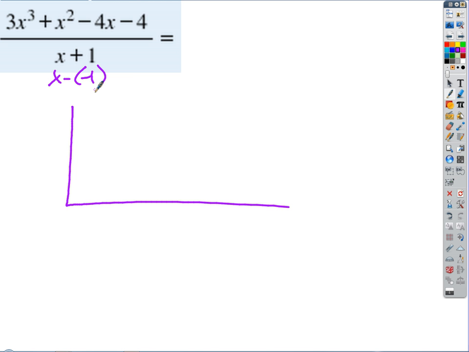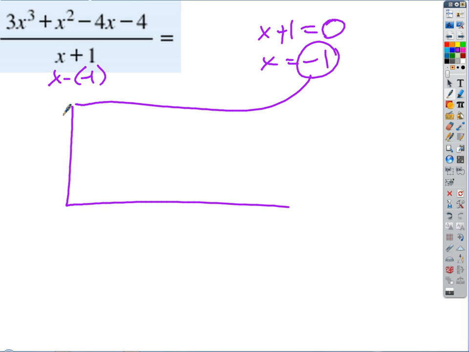The other way to think about it is you're finding the 0 of the denominator, which means all you really have to do to find out what the number is, is set the bottom equal to 0 and solve. Either way, doesn't matter. Either way, we're getting the number negative 1 out front. So negative 1 goes out front.